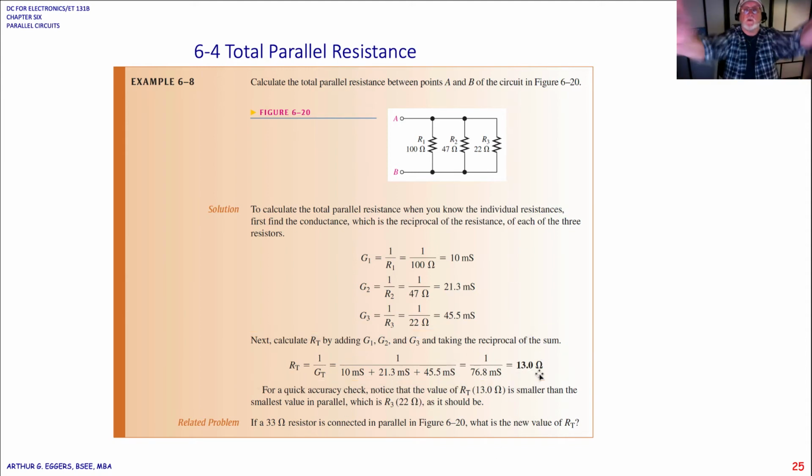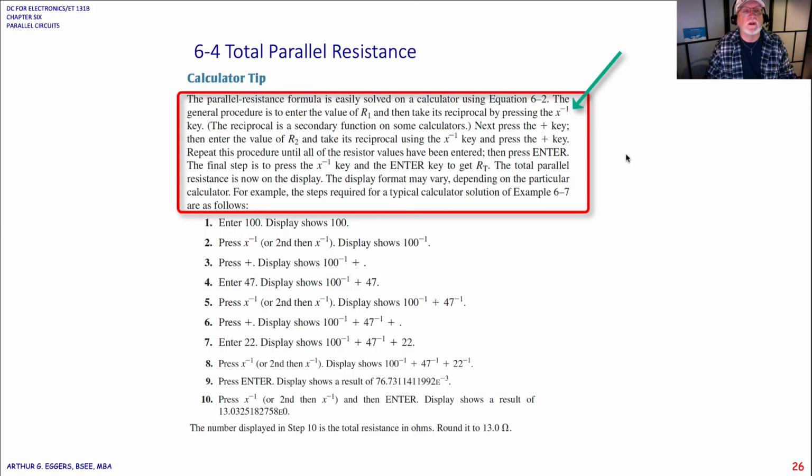So it seems like we've added extra steps in there in doing these types of calculations, but even though it's an extra step or two, it actually makes the problem easier, okay? So your text actually gives you a calculator tip. It says parallel resistance formula is easily solved on the calculator using equation 6.2. The general procedure then is to enter the value of resistance 1, take its reciprocal, just like we talked about, by pressing x to the minus 1, which I just showed you.